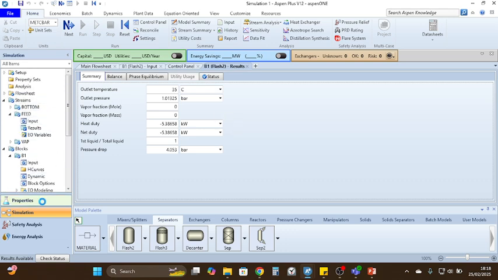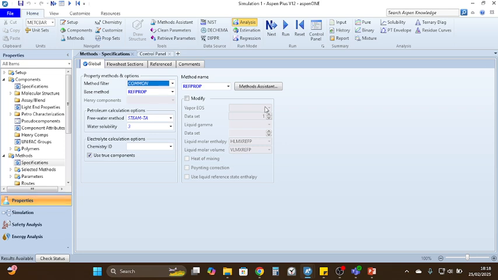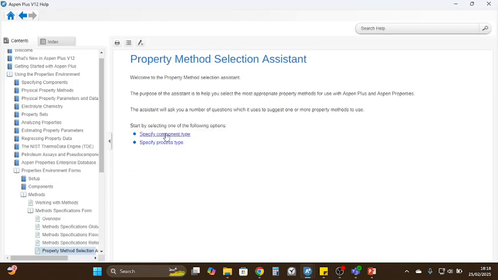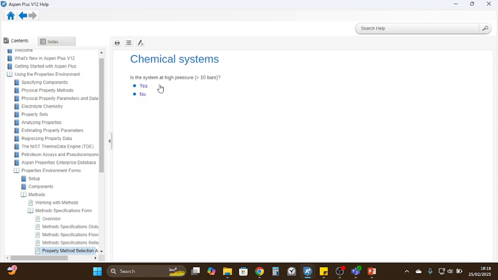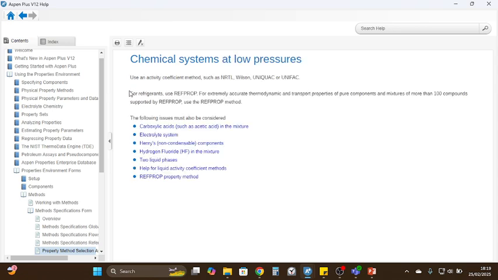First of all, when we were looking at the method assistant over here, it is telling that for refrigerants use RefProp. So if the process is not any refrigeration process, then we should not be using this RefProp property method. Over here it is being said specifically that for refrigerants use RefProp.